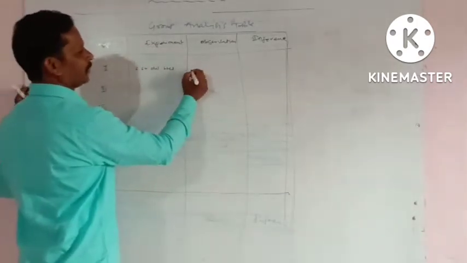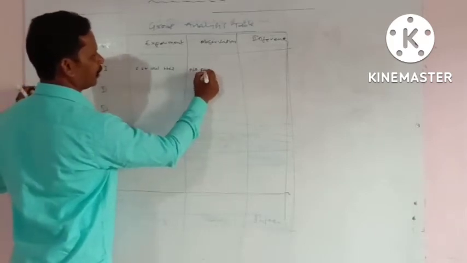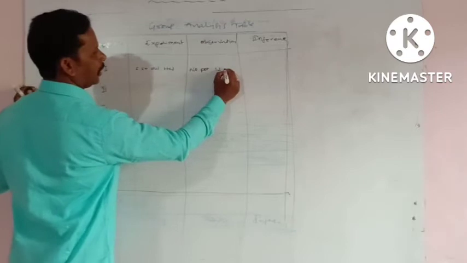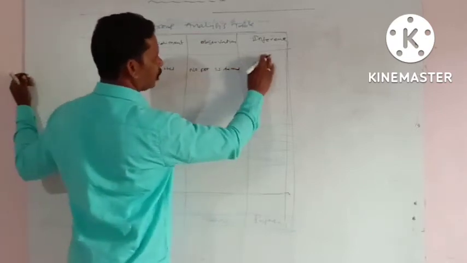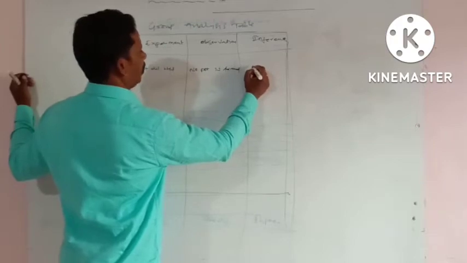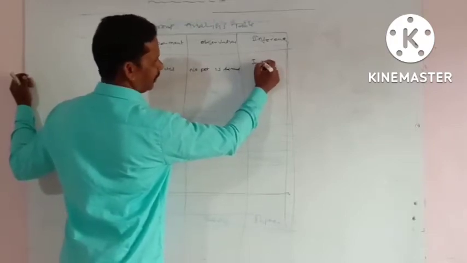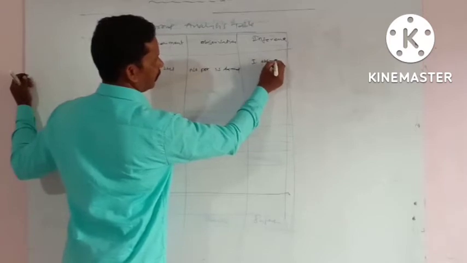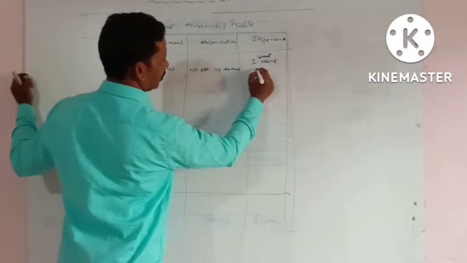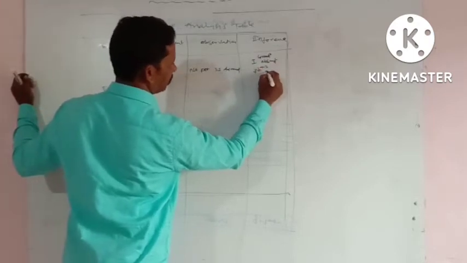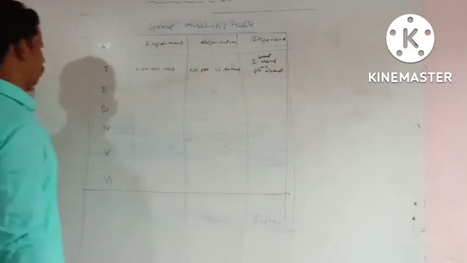For observation, suppose you are doing the first salt, no PPT is formed. Then you write: first group absent, and which one is absent? Lead 2+ absent, or cation absent, whatever it is.